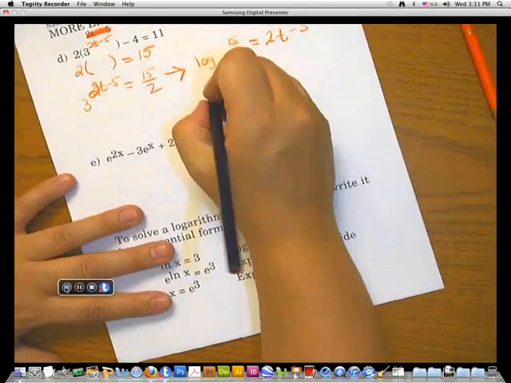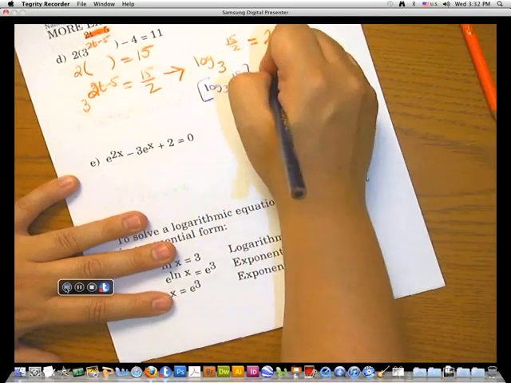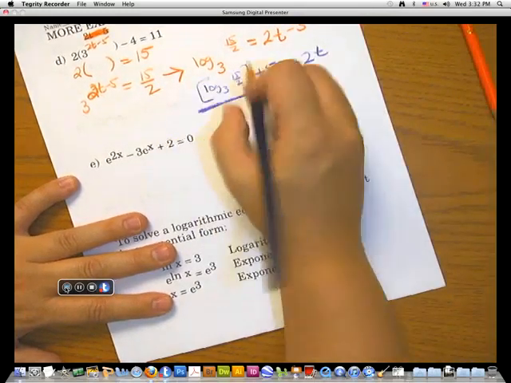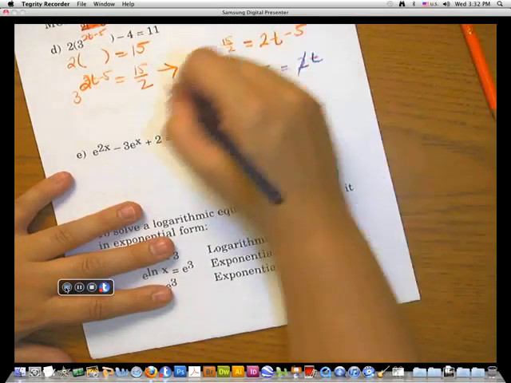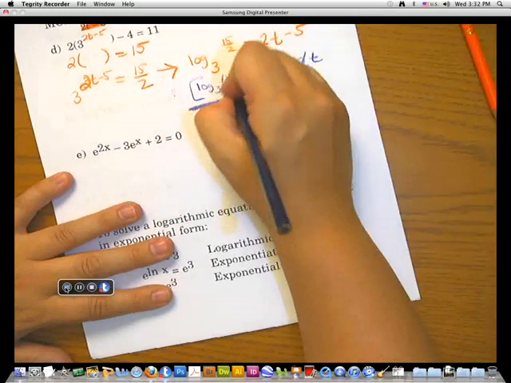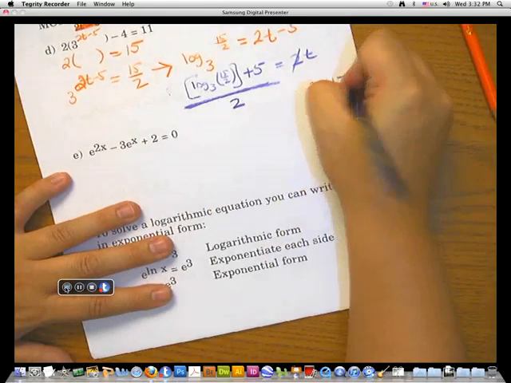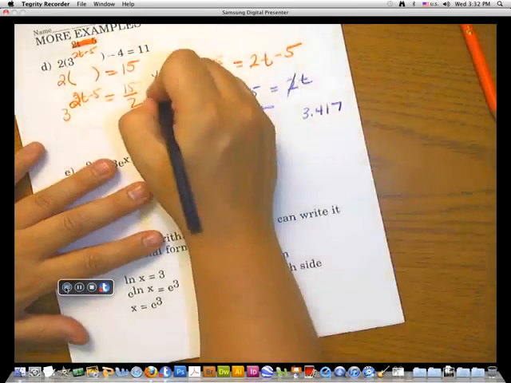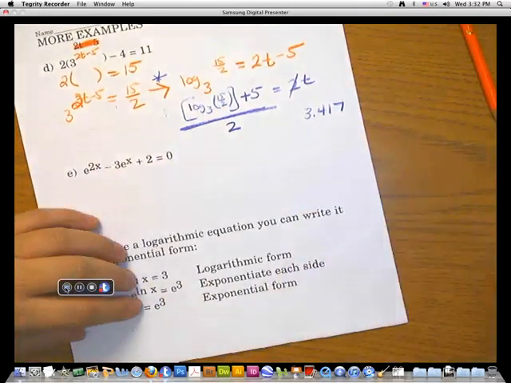Now I get to solve for my t. So this log base 3 of 15 halves, I'm going to add 5, and then whatever we get for that answer, we're going to divide by the 2. So when you put this all in your calculator, again, watch your parentheses, watch how you're inputting everything, check it, but you should get 3.417. So it's a matter of, do you know your order of operations and can you punch it in the calculator correctly? So the key part here is actually this transformation from an exponent to a log. Then the solving methods are your normal solving steps.